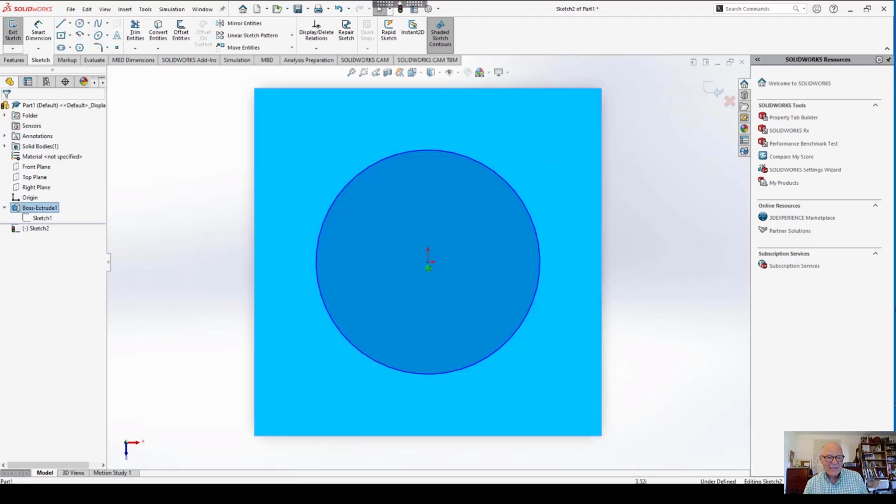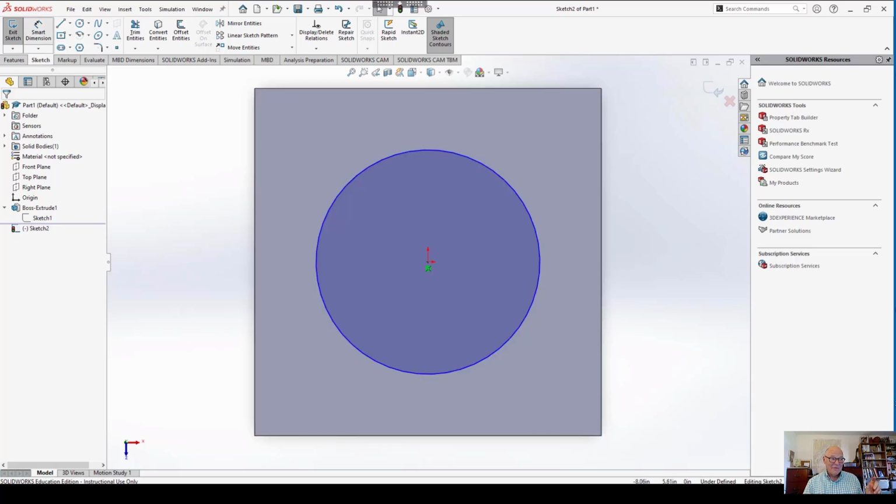So what I notice looking at it is that the line is blue. If it's blue, that means it's underdefined. If you look at the bottom, it says underdefined right there. That means that we need to add something to the sketch to make it unambiguous.